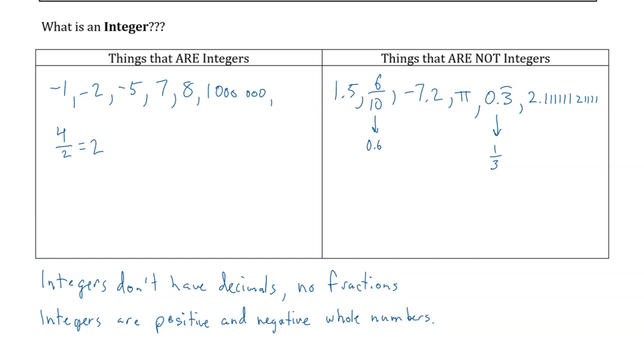When we talk about multiplying and dividing integers, what we really mean is, well, now we're talking about negative numbers as well.